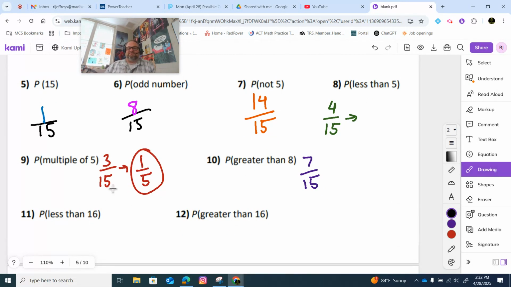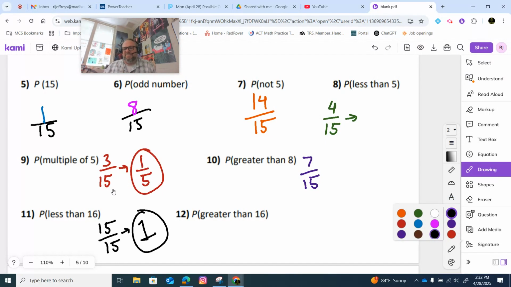number 11. Numbers that are less than 16. Yes, and that is 1. There is a 100% possibility that you're going to get a number less than 16. Okay, now don't ask me about odds and stuff like that. Odds are like something totally different, and I forget the formula. I have to Google it and stuff like that. All right.